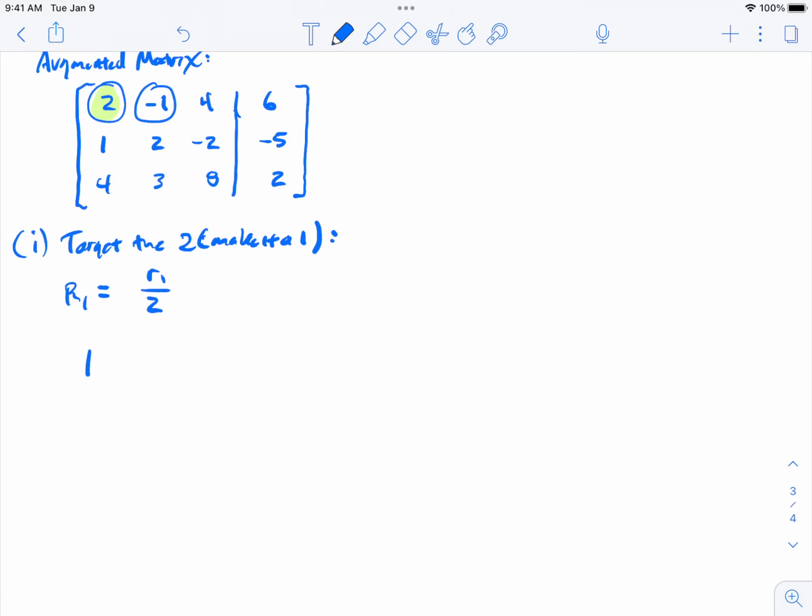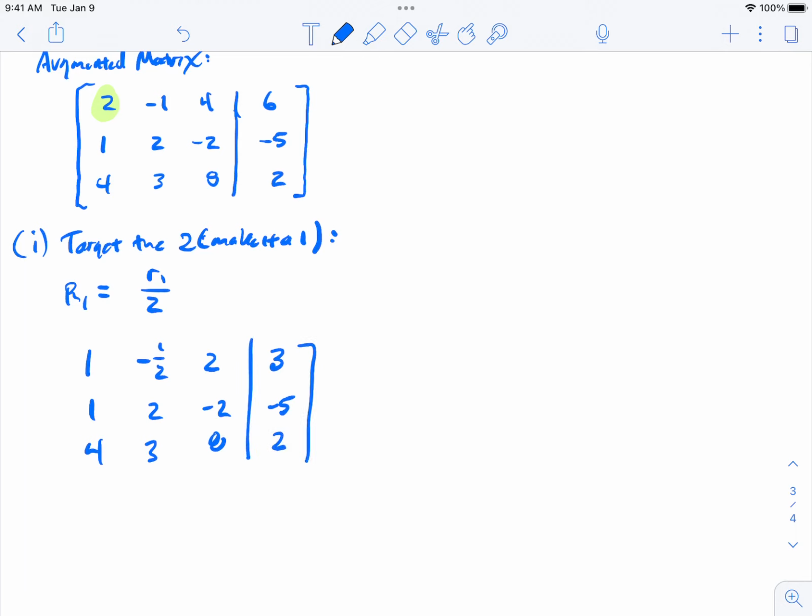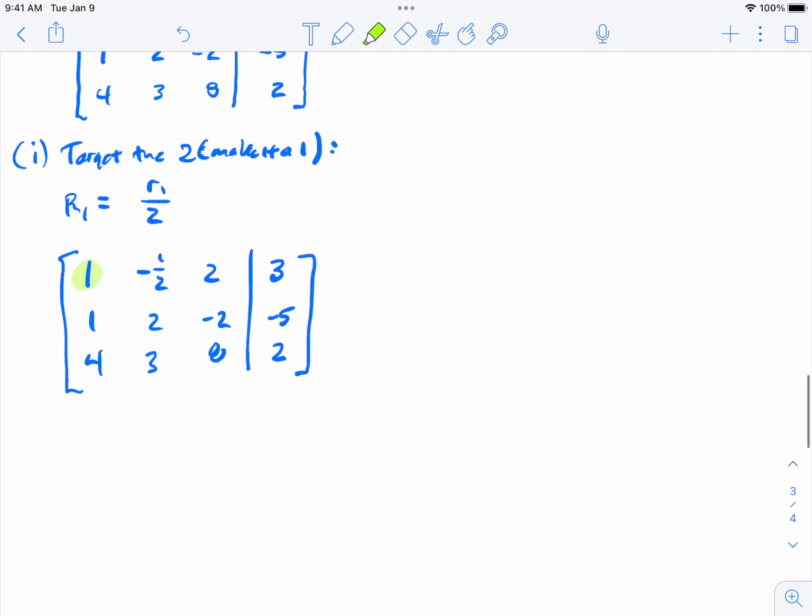So row 1 divided by 2, 2 divided by 2 is a 1. Negative 1 divided by 2 is a negative 1/2. 4 divided by 2 is a 2. 6 divided by 2 is a 3. Okay, and those are the changes that we're making to row 1. We're not going to change row 2, so copy it. We're not going to change row 3 right now, so copy it. Put the line there, put your brackets there, and we've made some progress. 1 down. 1, 2, 3, 4, 5 to go. So it's a little bit longer of a process when it's a 3 by 3, but that's okay.